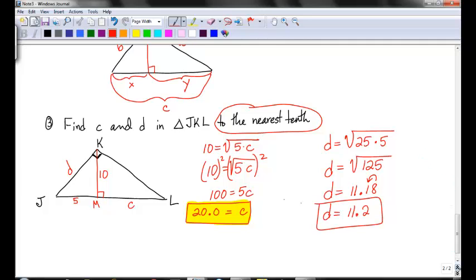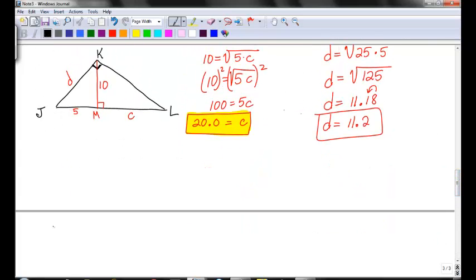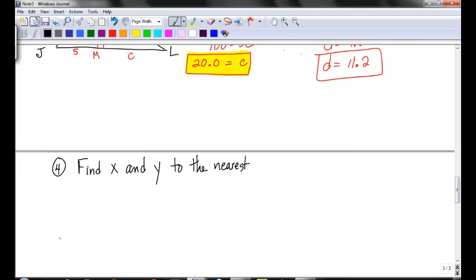Okay, last example. I want to make sure you know what you're doing. Find X and Y to the nearest tenth. When you figure out this section, all you're doing is multiplying and taking the square root. It makes it much easier. Okay, draw a picture. Make this your right angle. Drop the altitude, goes down, and makes that a right angle.